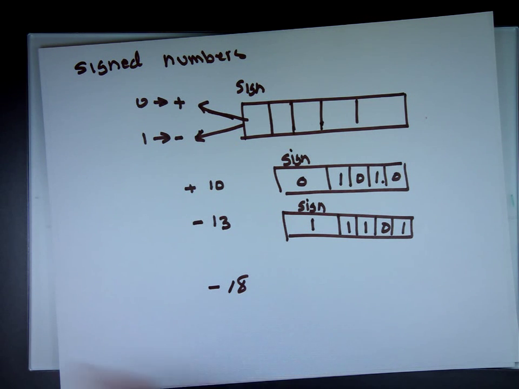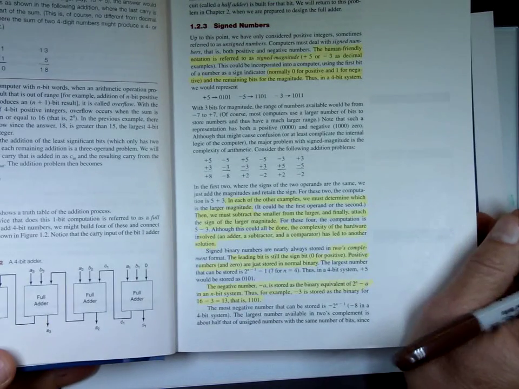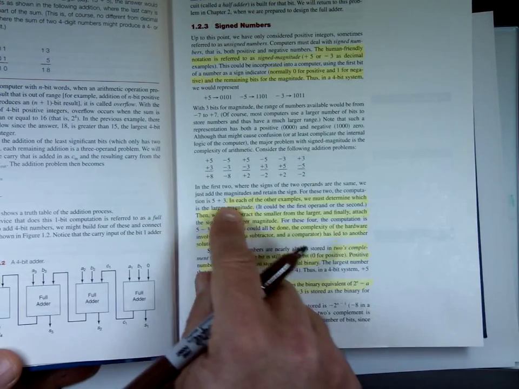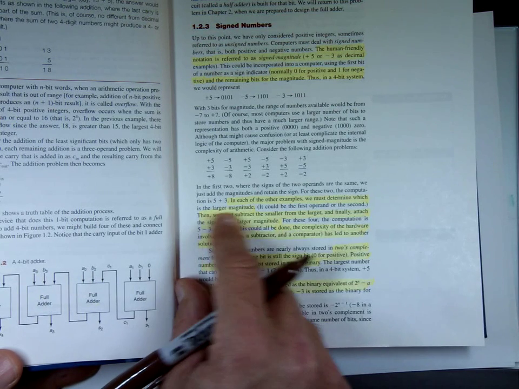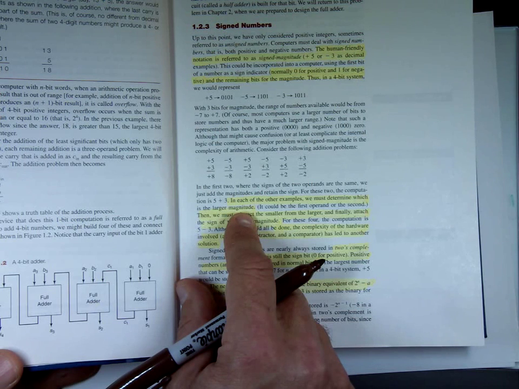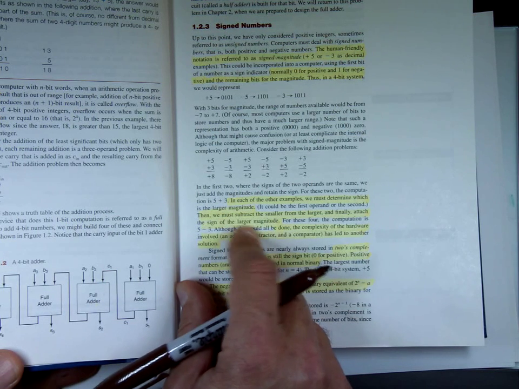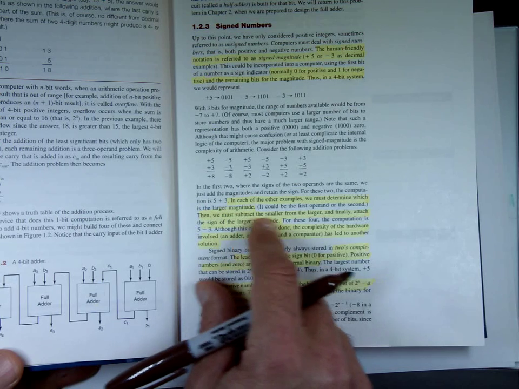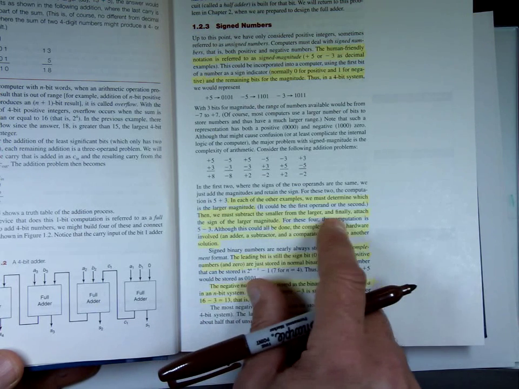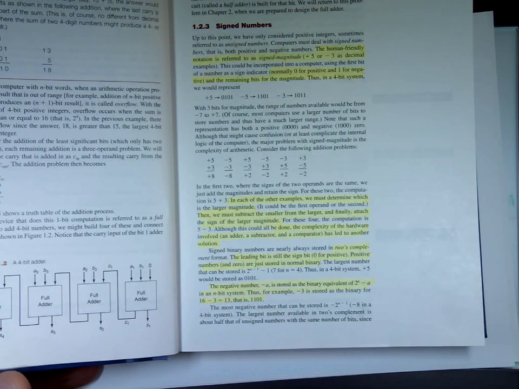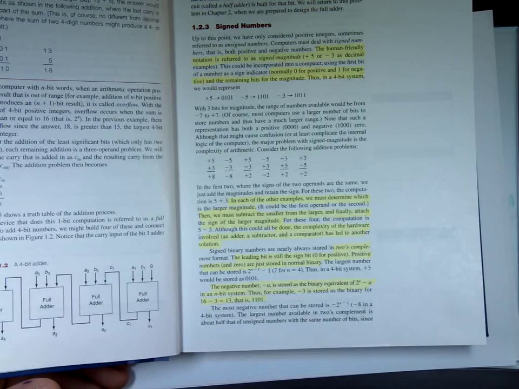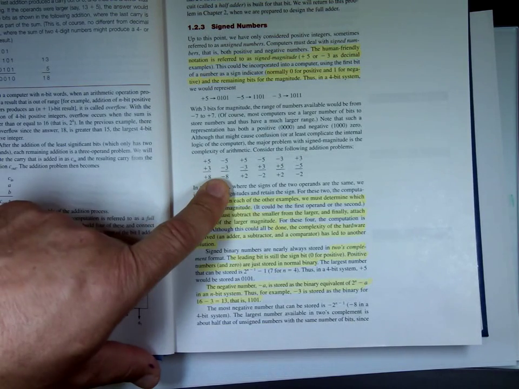So if we look at, let's pretend now we're going to use signed numbers. Here we go, the rule for addition. It says if you want to add signed numbers like this, in each of these examples, we must determine which is the larger magnitude. Thus, we must subtract the smaller from the larger and finally attach a sign to the number. So if you're taking two negative numbers and you add them together, that's a -8. I might be outside the range.